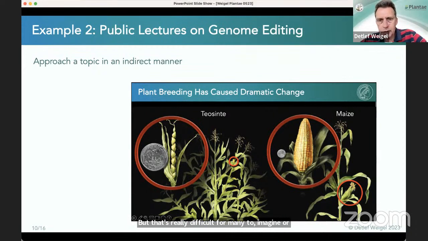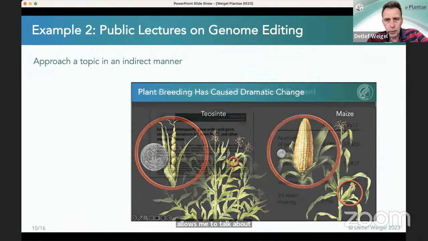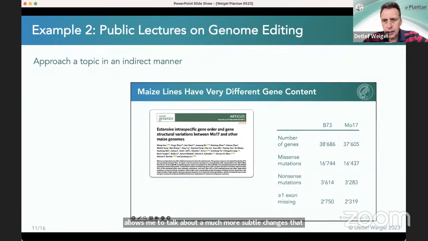So starting with images like these, where I compare teosinte and maize to drive home this point that plant breeding has caused a dramatic change, then later allows me to talk about much more subtle changes that we create by genome editing. And in this context, then, for example, I will talk about mutations that we find between different varieties of corn, where the number of genes between different varieties can differ greatly. And again, say, what does this have to do with genome editing?